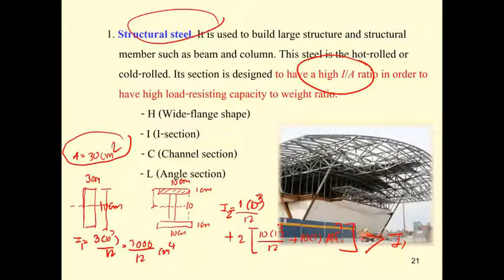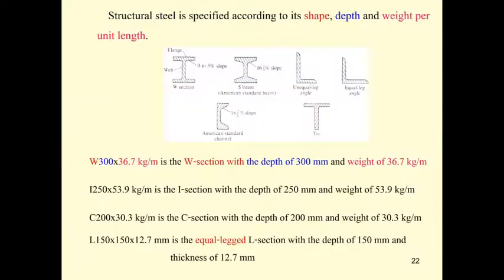So that means this kind of structural section has a higher moment of inertia over area ratio. So this section is going to be very effective, very good to build this kind of special structure. And you have to call them by their section. W is wide flange. It's going to have this kind of section. And for the I, this S is the American standard, but actually we can have the I section something like this. This is the I section. C is going to be this section.